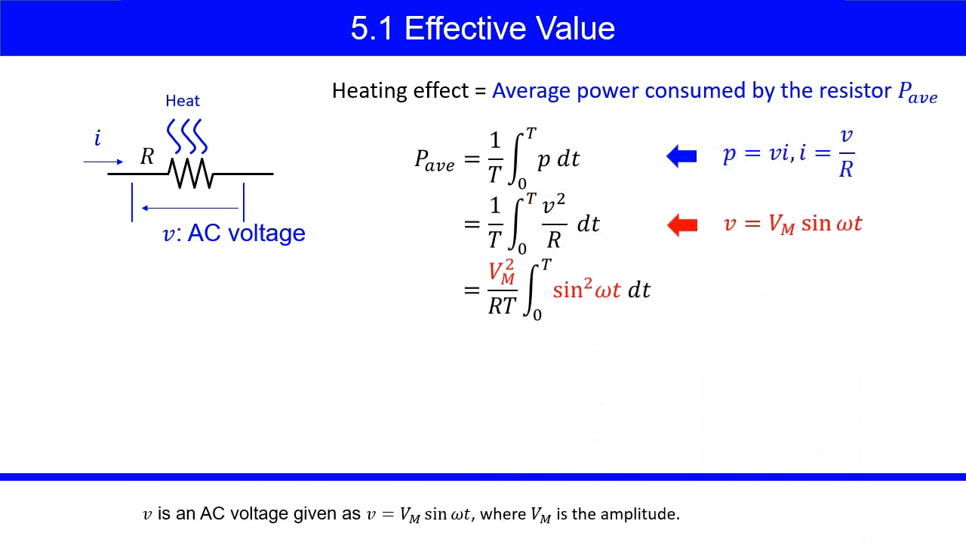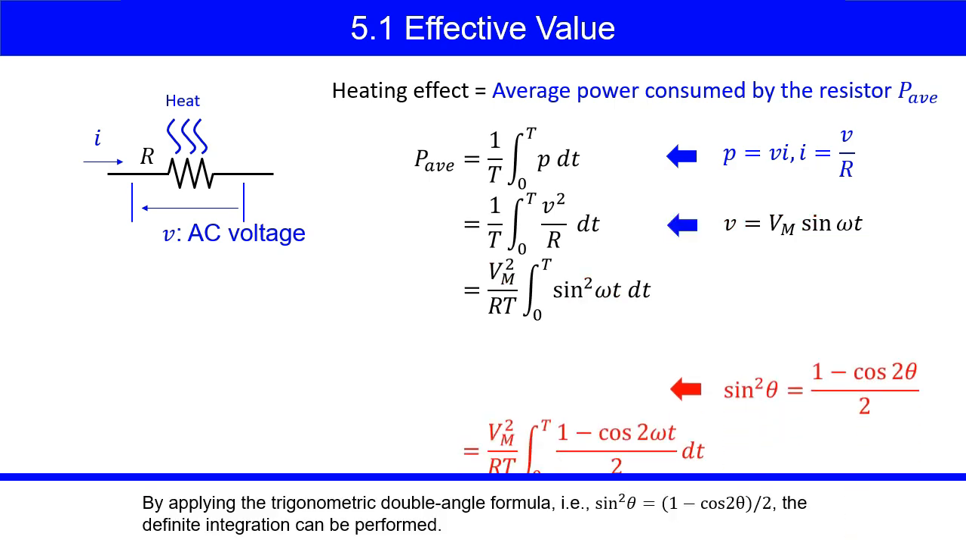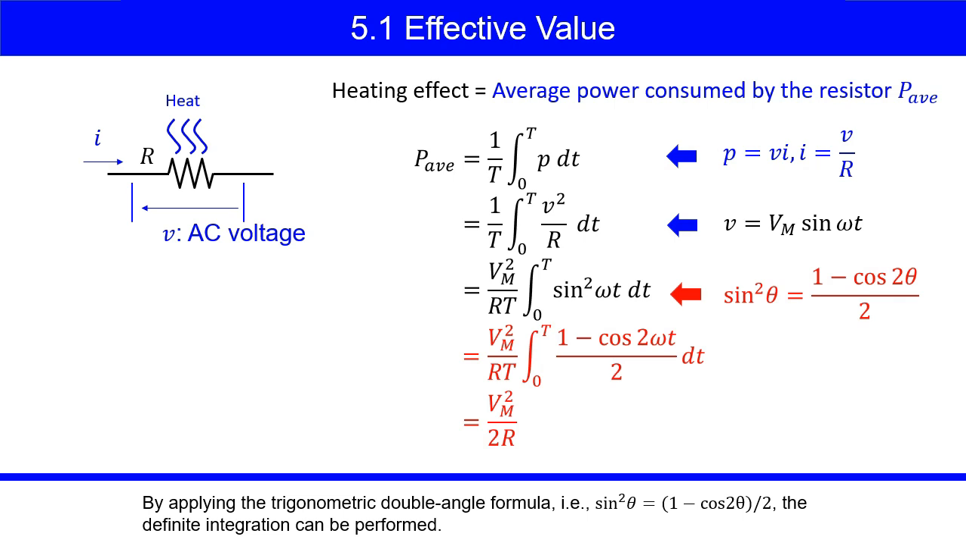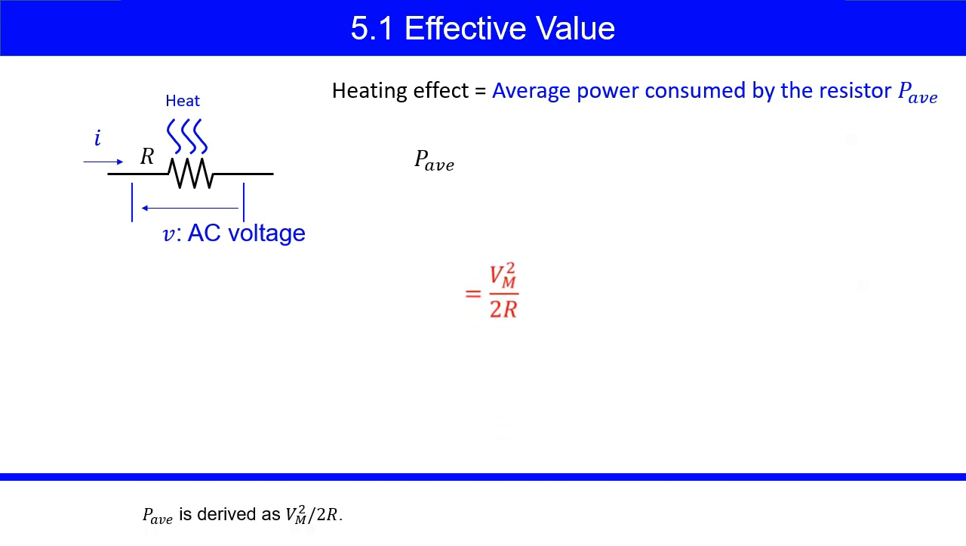V is an AC voltage given as V equals Vm sin omega t, where Vm is the amplitude. By applying the trigonometric double angle formula, that is sine squared theta equals 1 minus cosine 2 theta, over 2, the definite integration can be performed. PAVE is derived as Vm squared over 2R.